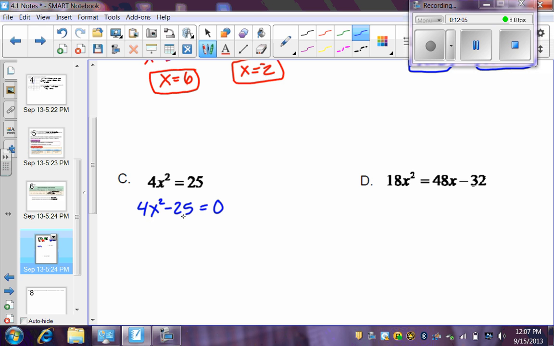Well, then I notice that this is just the difference of squares. So the square root of 4x squared is 2x, and the square root of 25 is 5. And according to the difference of squares rule, one is a positive and one is a negative. Then I can set each factor equal to 0.